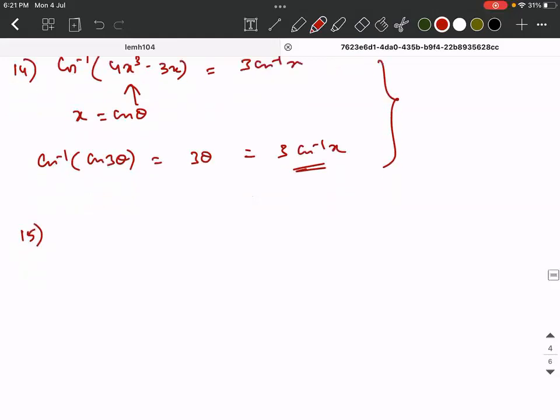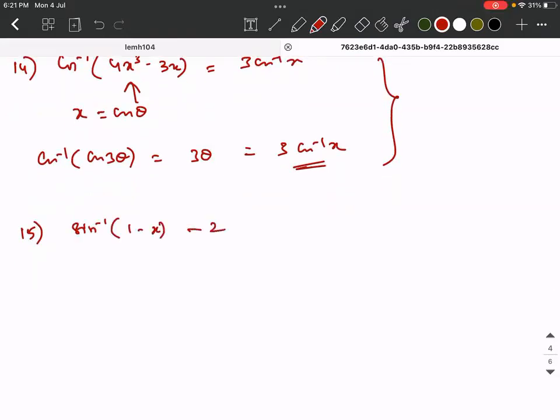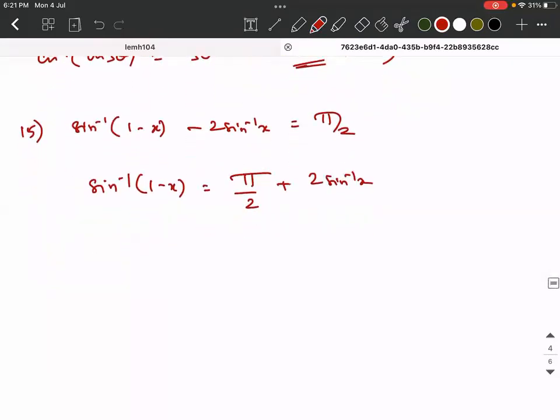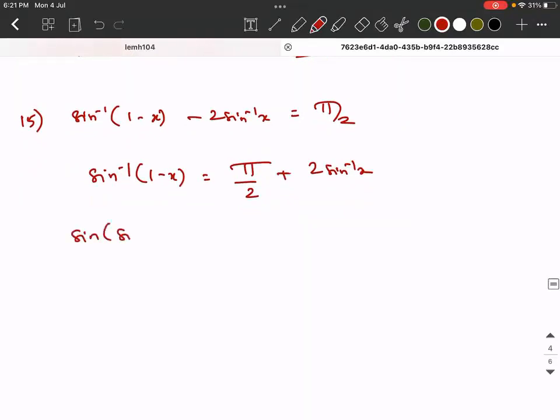This is the problem that troubled you, no? How to proceed? Okay, is there any other way you can solve this? See, if I'm able to eliminate the sine inverse, I'll be able to get the answer. So what I'll think of is sine inverse of 1 minus x. Can I write it as pi by 2 plus 2 sine inverse x? Can I do this? If I take sine on both the sides, what will I do? I'll take sine on both the sides. I hope most of you have not done this, so copy it.